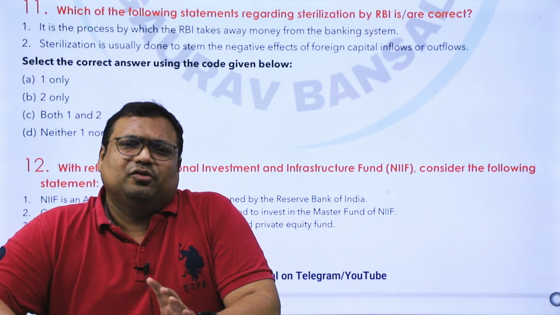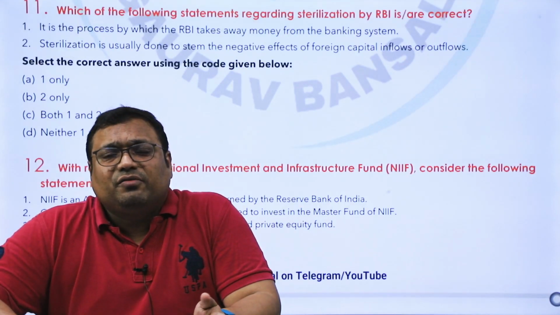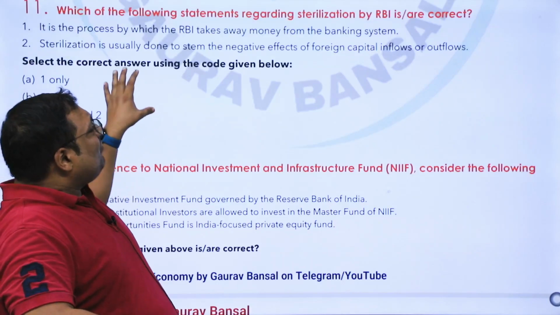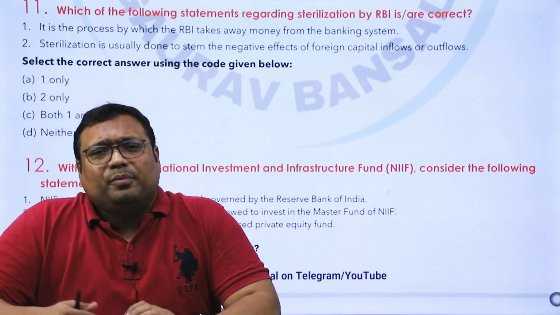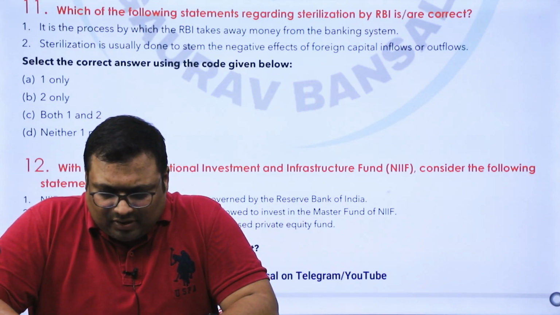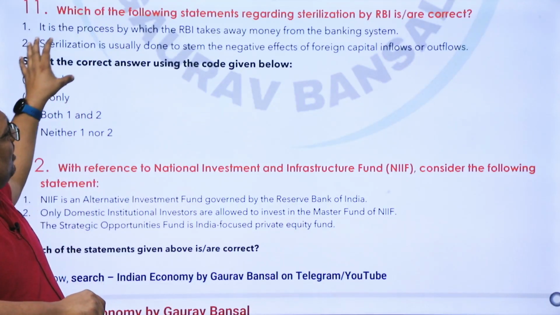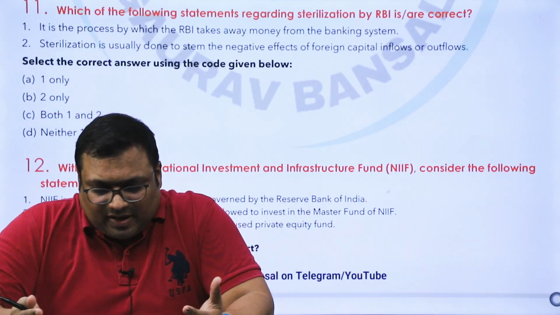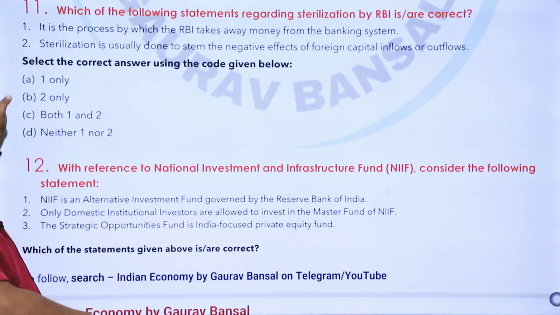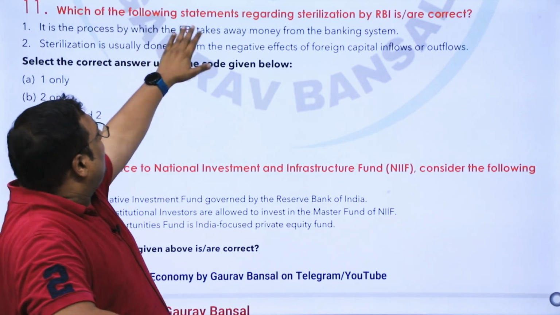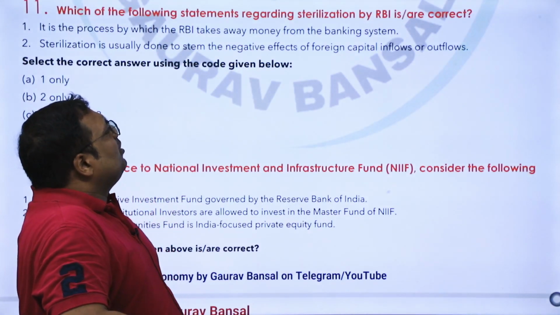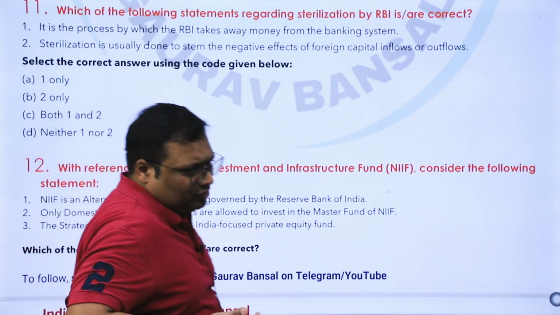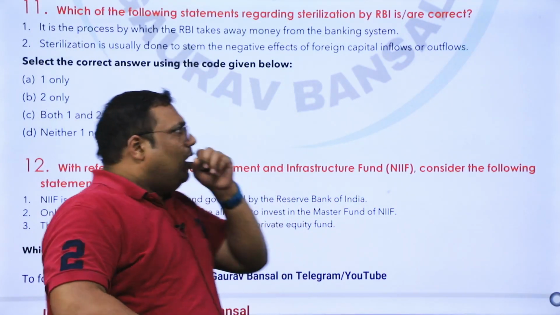Generally, we use the term sterilization for open market operation when we are dealing with foreign exchange bonds, when we are supplying more foreign exchange in the market through them. So typically when there is a shortage of dollars, RBI supplies more dollars in the market to support the domestic currency. Okay, so that part is correct. It is usually done to stem the negative effect, meaning to reverse the negative impact. That statement is correct. Now the first statement, it is the process by which RBI takes away money from the banking system. In this context, they mentioned this term only in the case of OMO, the simple standard open market operation. In that context also it is correct. Both statements are correct.